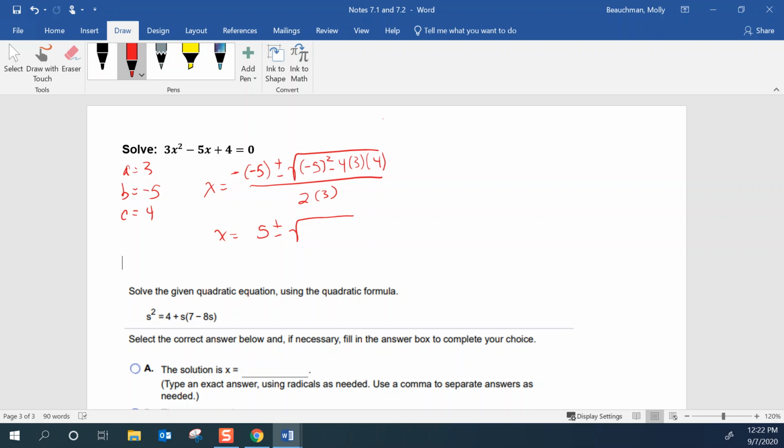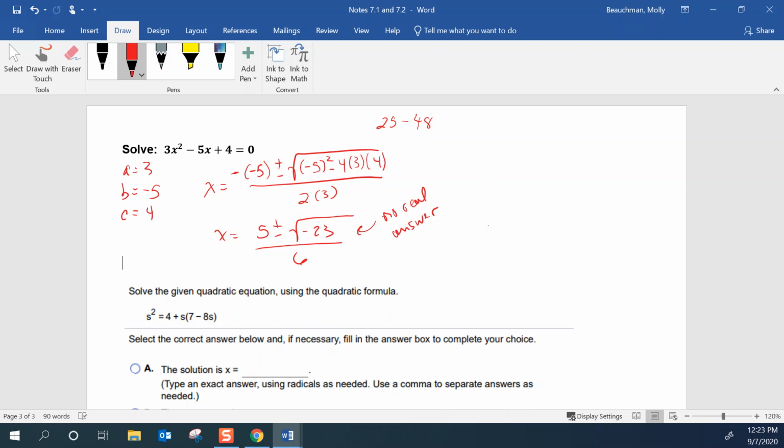I'll do a little scratch work up here. 25 minus 4 times 3 is 12 times 4 is 48. So what's going to happen in there is we're going to end up with a negative number, a negative 23 over 6. So whenever we have a negative, that means that we have no real answer. There's not a real number whose square root, that if you square it, you end up with a negative number. Okay? So the answer is complex numbers.